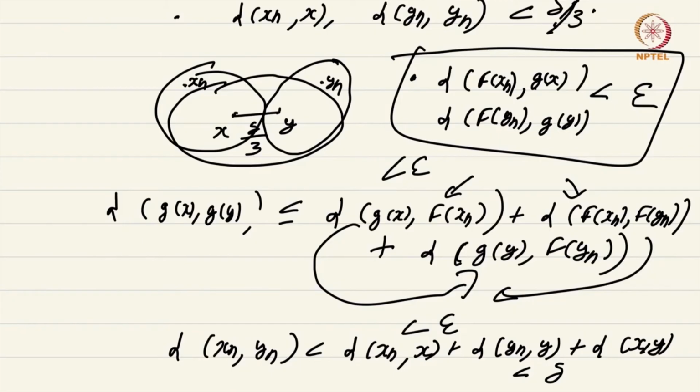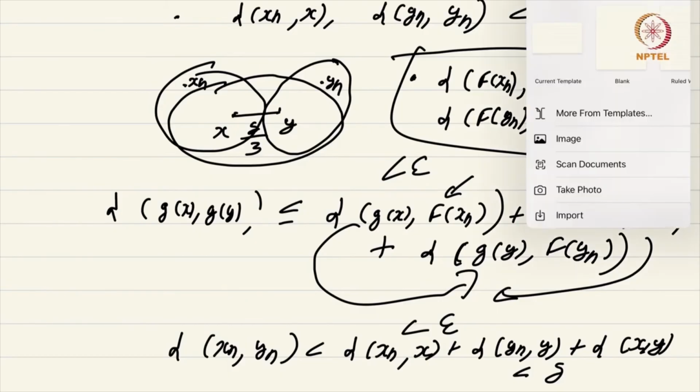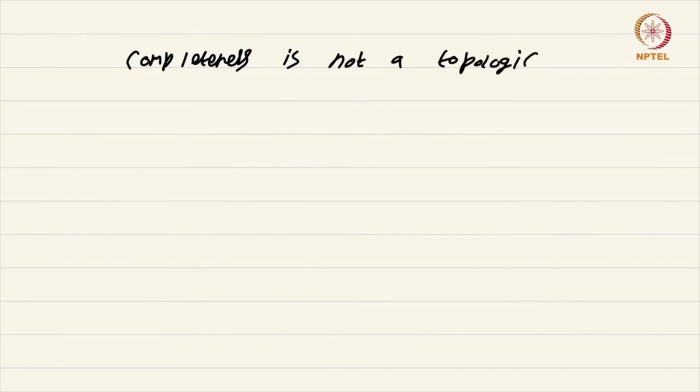So let me end this video with some remarks about the property of completeness with respect to topology. Completeness is not a topological property. Just like boundedness is also not a topological property. I'm not going to rigorously define what a topological property is. That is going to be left for the future when you do a course on topology sometime.